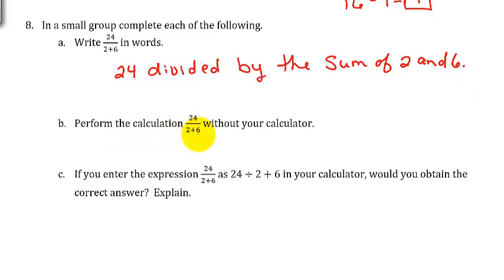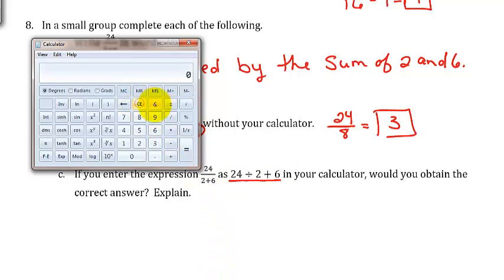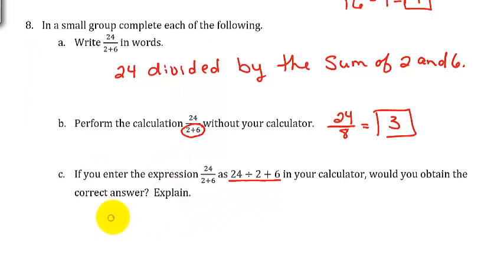Now we want to perform the calculation without a calculator. And so first you want to take care of adding these two in the denominator. So 24 divided by 8, which gives us 3. So now we want to type this in our calculator just like this. 24 divided by 2 plus 6. And are we going to get a 3 like we got when we did the calculation by hand? And we don't. We get 18.